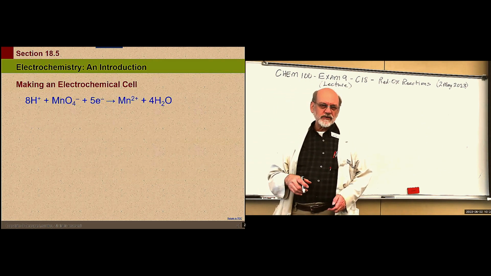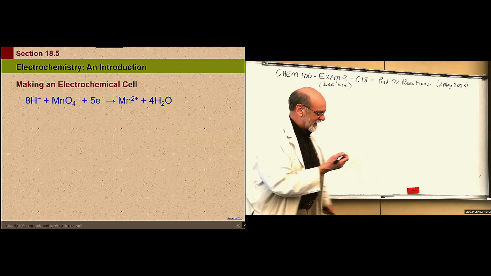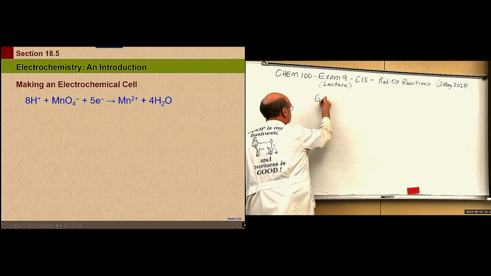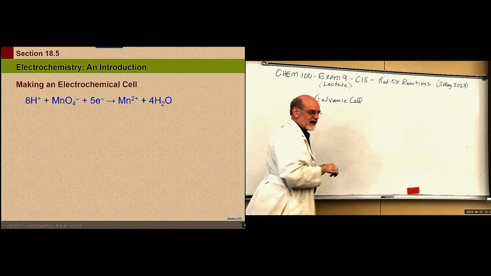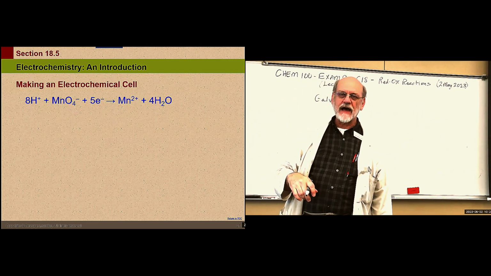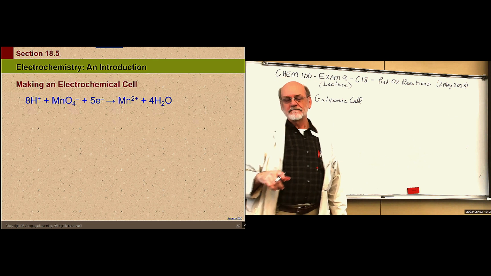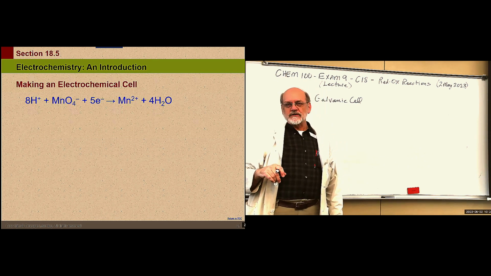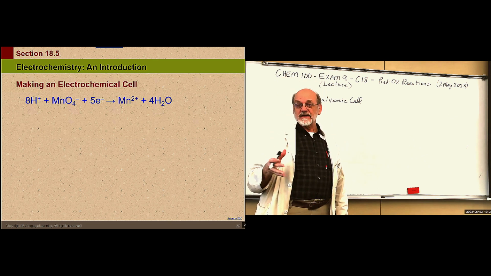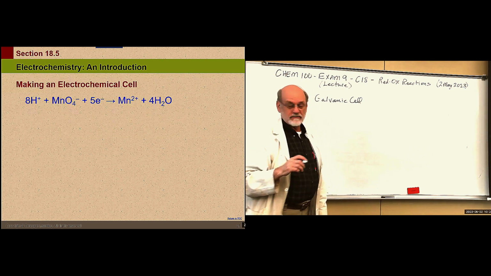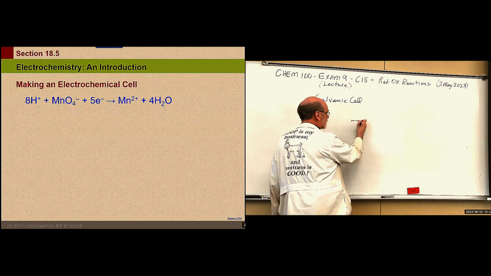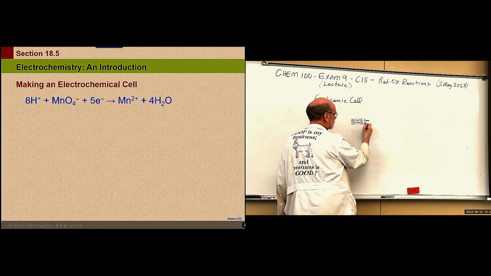So this electrochemical cell that we also call a galvanic cell, named after an Italian, I don't remember his first name, Galvani. He produced the first, what we normally consider today, a battery, but he called it a pile. And rightly so, he just had discs of copper and zinc stacked up like that, alternating.